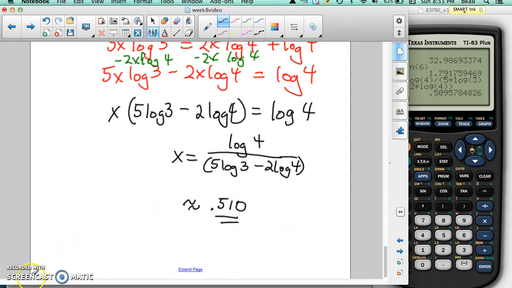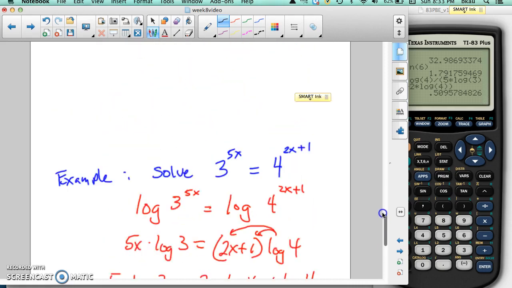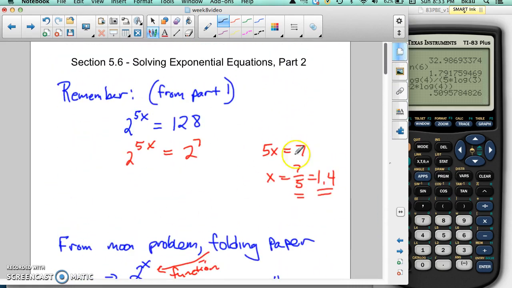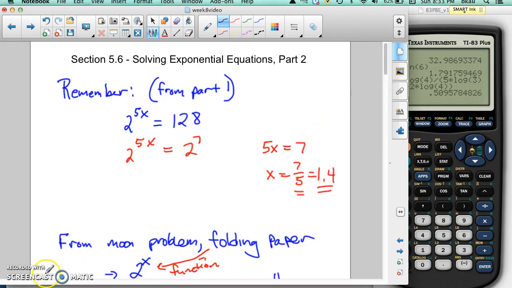All right, and that's it. That's using your logarithmic properties to help us solve exponential equations. All right, good luck.